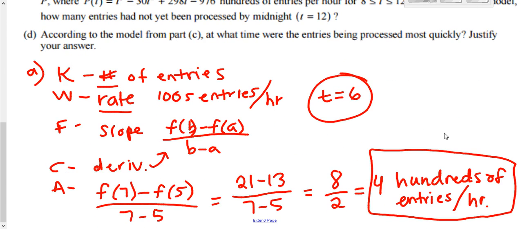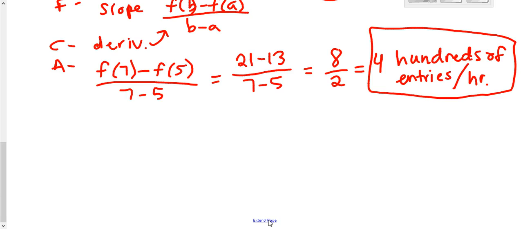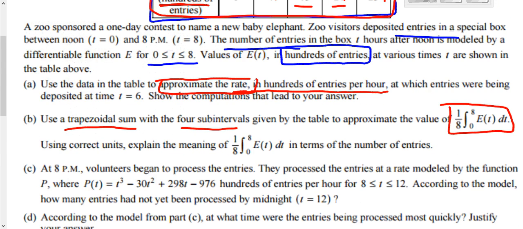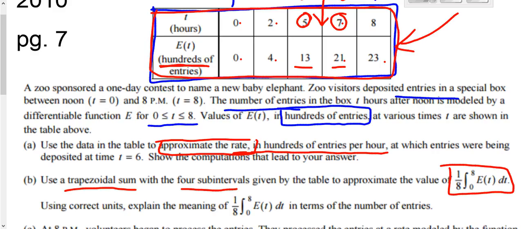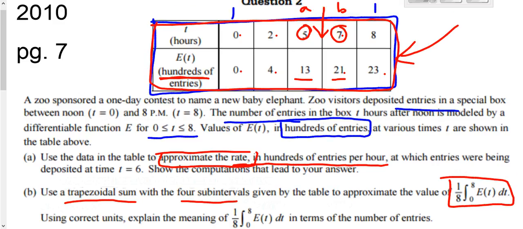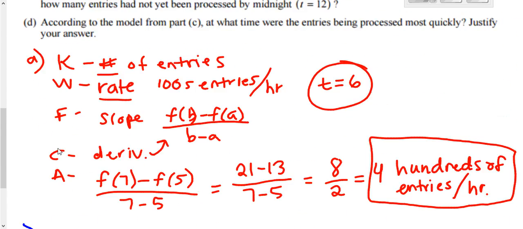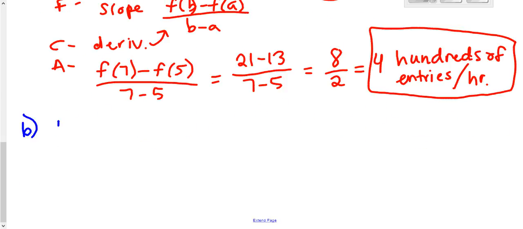So let's go down here and look at part B. So part B says that we're using a trapezoidal sum. So that means that we're going to do the area of trapezoids. So area of a trapezoid is 1/2 times the height times base 1 plus base 2.